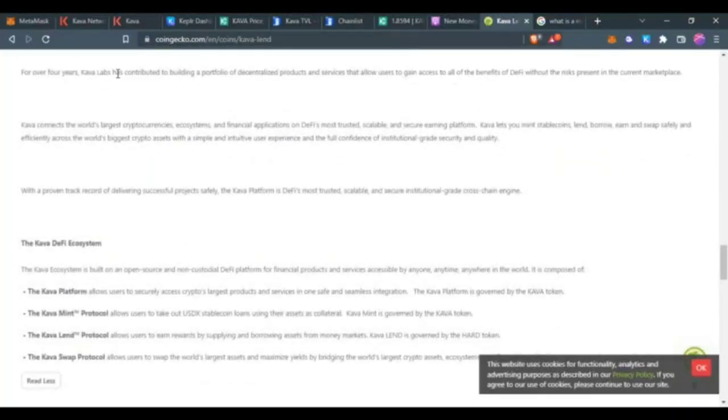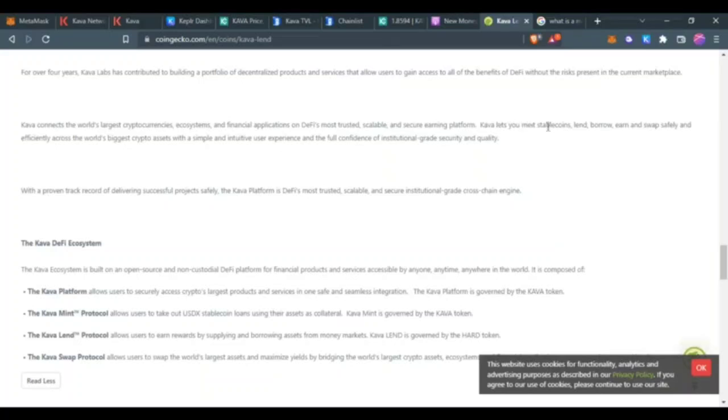For over 4 years, Kava Labs has contributed to building a portfolio of decentralized products and services that allow users to gain access to all of the benefits of DeFi without the risk present in the current marketplace. Kava connects the world's largest cryptocurrencies, ecosystems, and financial applications on DeFi's most trusted, scalable, and secure earning platform.